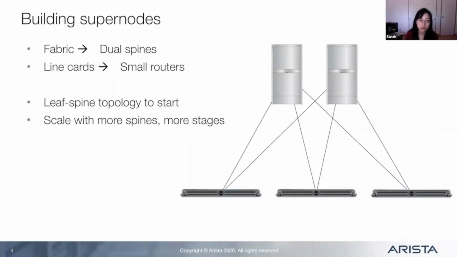So to start with, the fabric becomes dual spines, a pair of spine nodes, and the line cards become small routers. The small routers are connected to the spine in a leaf spine topology. You can actually choose any topology for redundancy, but to start with, we assume they are connected in a leaf spine topology. So this becomes our supernode. It can be extended very easily. You can have more leaves connecting to the spine, or you can have small spines, or even more stages.